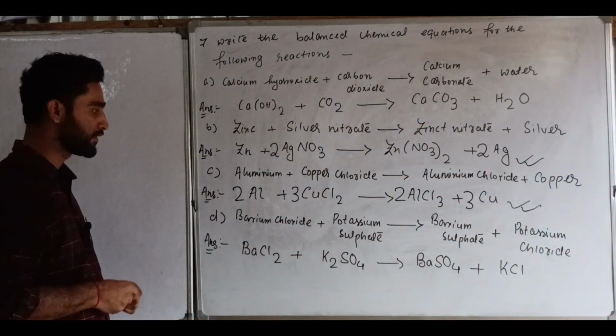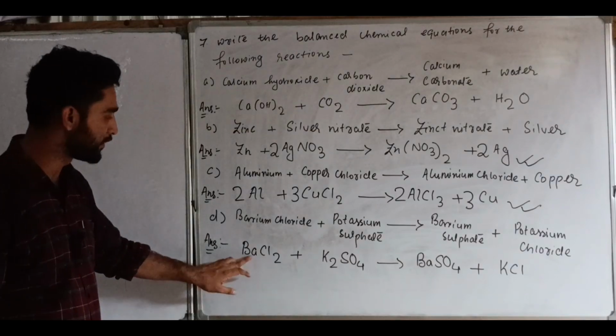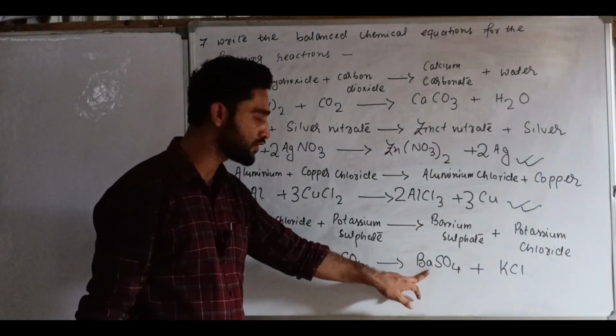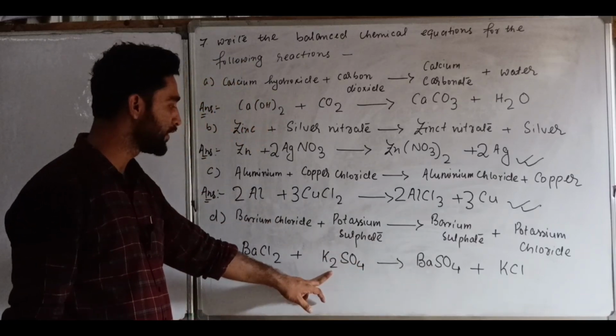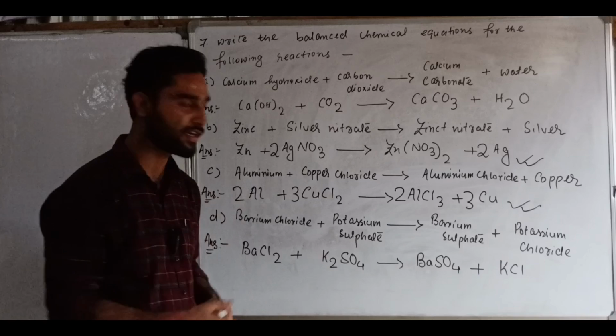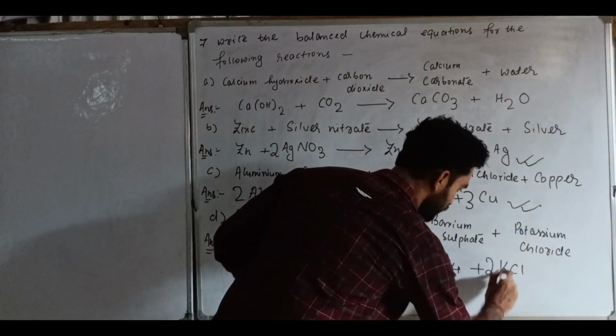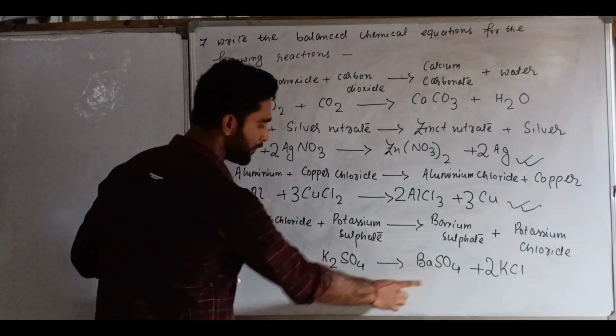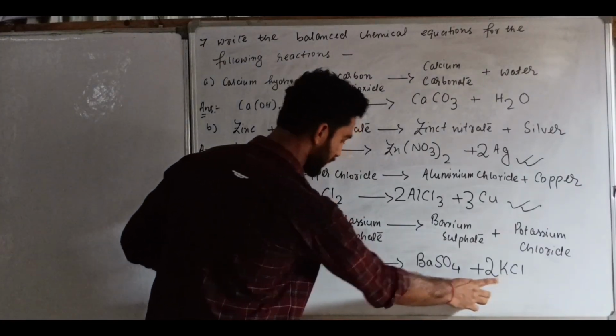Now try to balance. First try to balance the metal. So see, barium is the metal, potassium is the metal. Barium left hand side 1, right hand side also 1. Potassium left hand side 2, right hand side 1. So right hand side number of potassiums are less. So put 2 here. Now again start from the beginning. Barium 1, barium 1. Potassium 2, potassium 2.